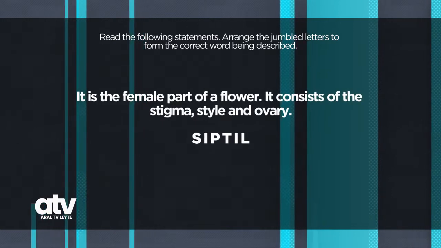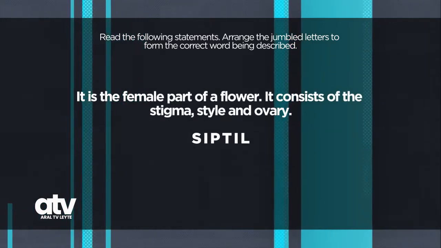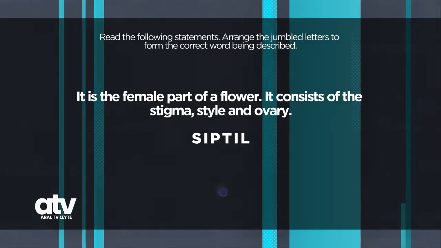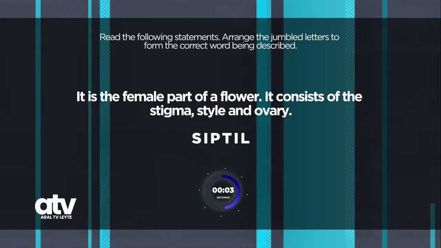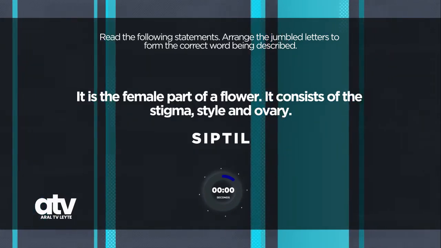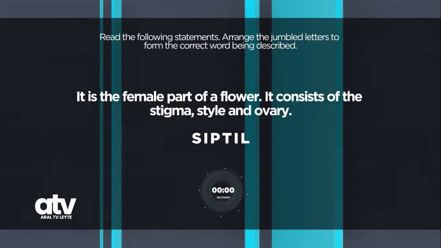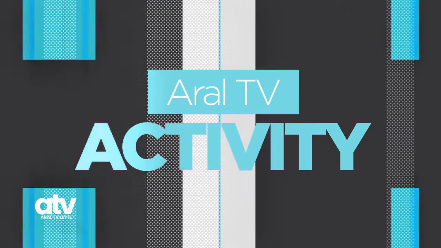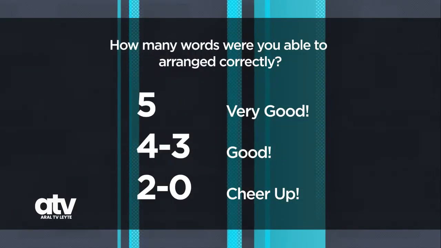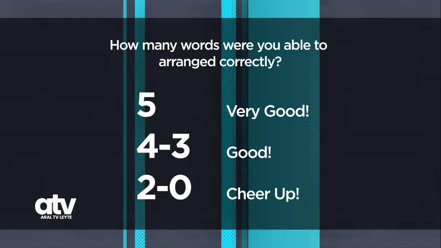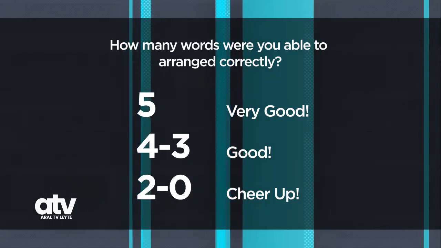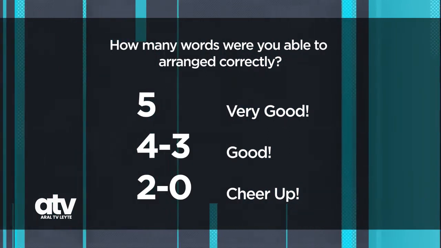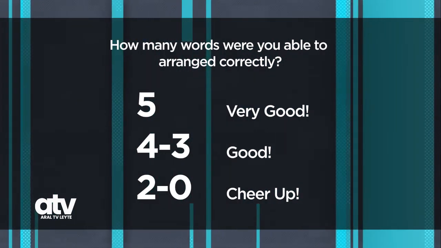Number 5. It is the female part of a flower. It consists of the stigma, style, and ovary. The correct answer is pistil. How many words were you able to arrange correctly? If 5, very good. 4 to 3, good. 2 and down, please focus more and aim to get a higher score.